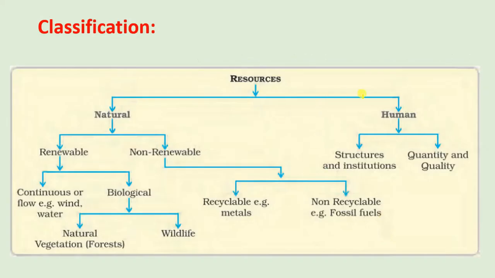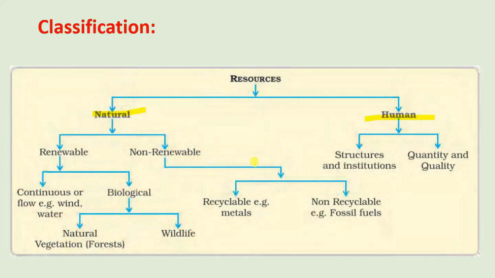Now the classification. Resources are classified mainly in two categories: natural and human. Natural resources are further subdivided into two categories: renewable and non-renewable. Renewable resources can be renewed naturally or by some human effort. Renewable resources are categorized in two categories: continuous or flow, like wind and water; and biological, meaning renewable biologically, such as natural vegetation and wildlife.